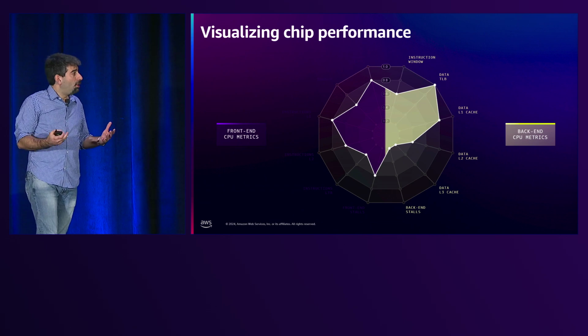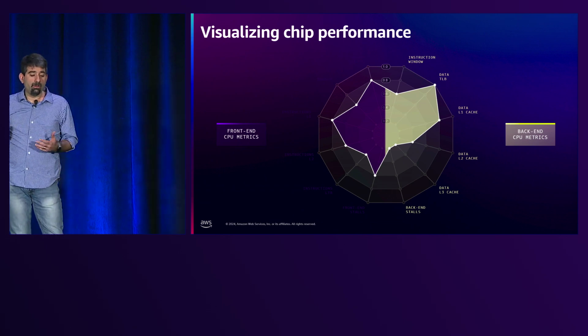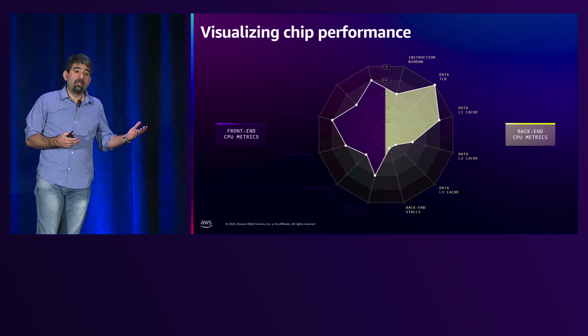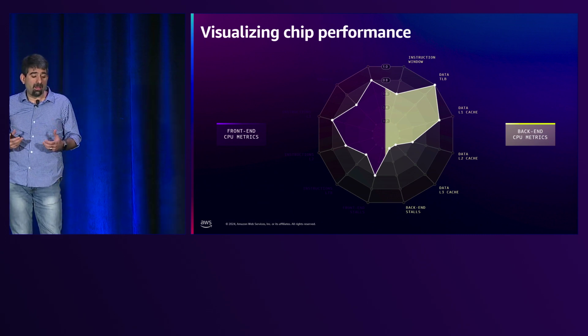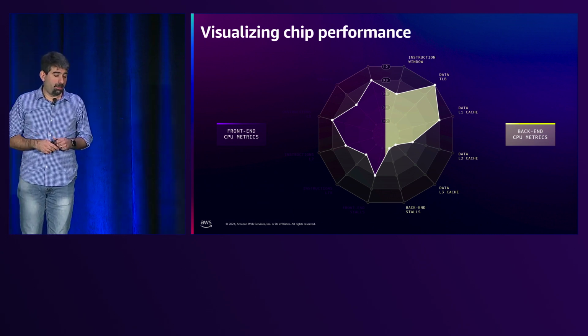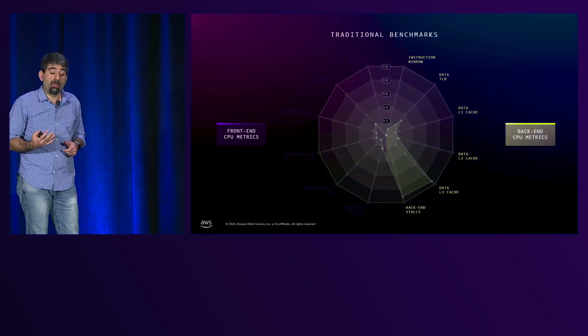And so if we plot a workload on these kinds of graphs and look at the left or the right, it lets us see at a glance: is this workload sensitive to the front end or to the back end? The higher the value, the more sensitive it is, and smaller is better. So what can these kinds of graphs teach us? Let's start with a benchmark.